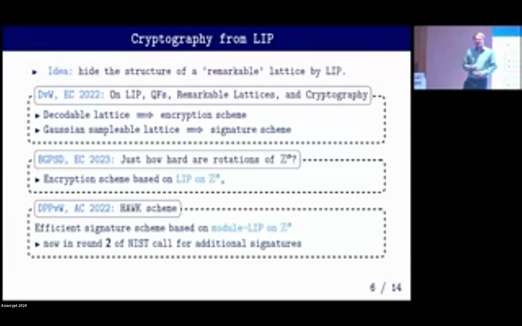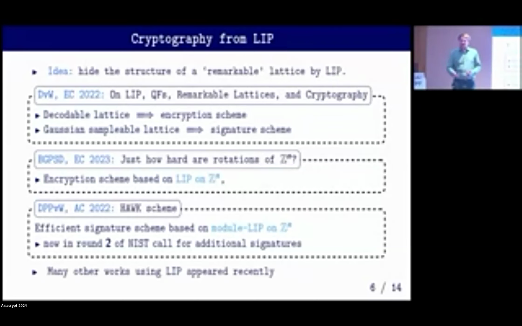And one of the maybe more prominent examples is the Hawk scheme that was submitted to the additional call for signatures and also now made it to round 2. This is a highly efficient signature scheme that is not based on LIP on unstructured lattices, but on module LIP, so LIP on module lattices. And essentially, since these works, there have been many other works that use LIP, both for constructive things to build new cryptographic schemes, but also a lot of work on cryptanalysis has appeared.